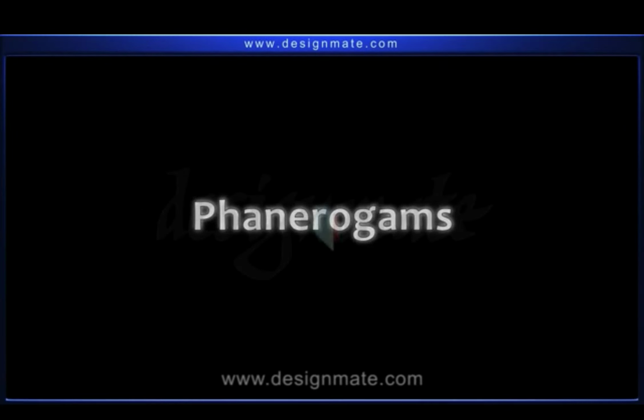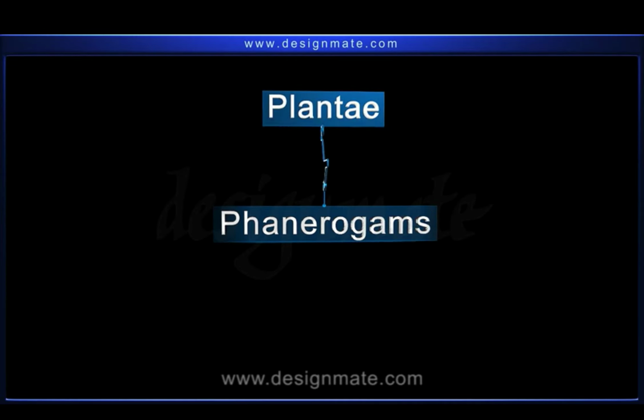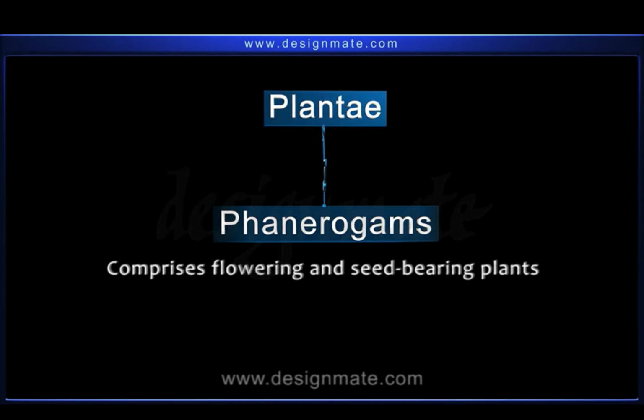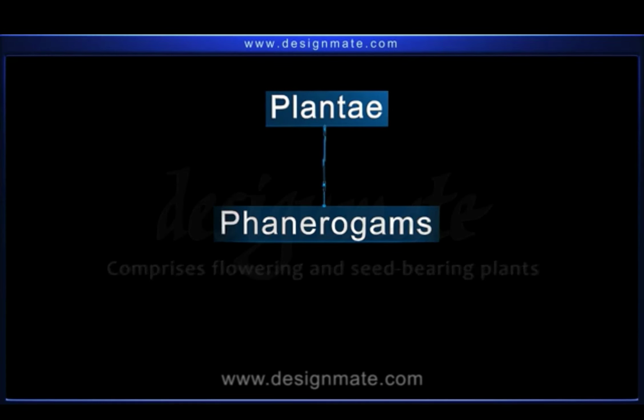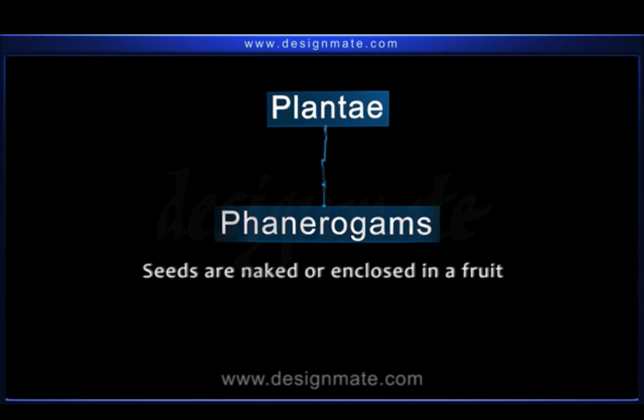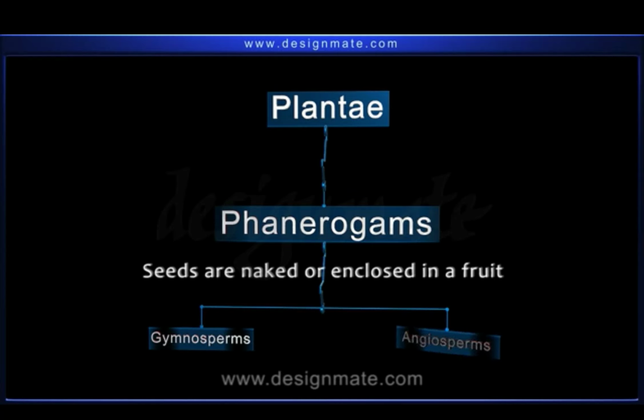Phanerogams. Subkingdom Phanerogams of kingdom Plantae comprises flowering and seed-bearing plants. On the basis of whether the seeds are naked or enclosed in a fruit, it is classified into two divisions, namely Gymnosperms and Angiosperms.